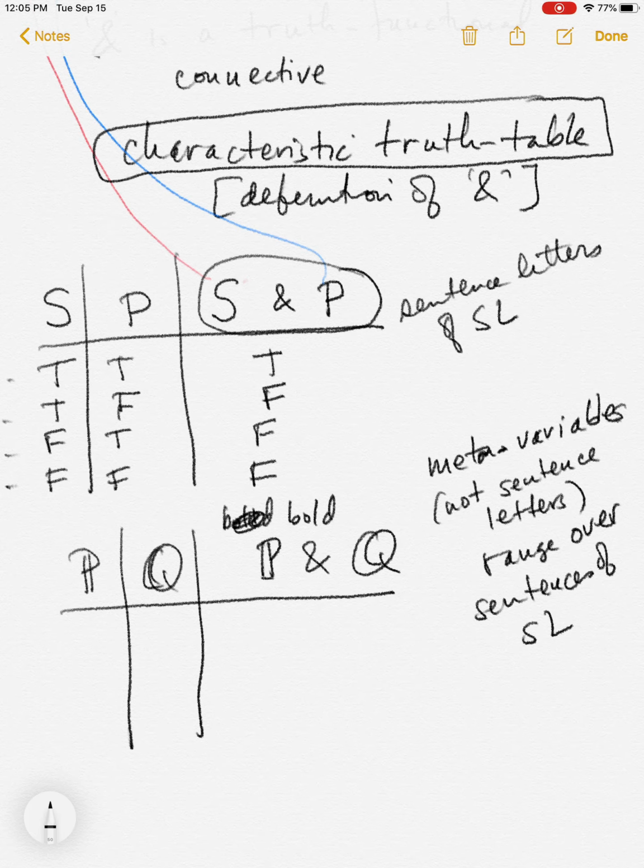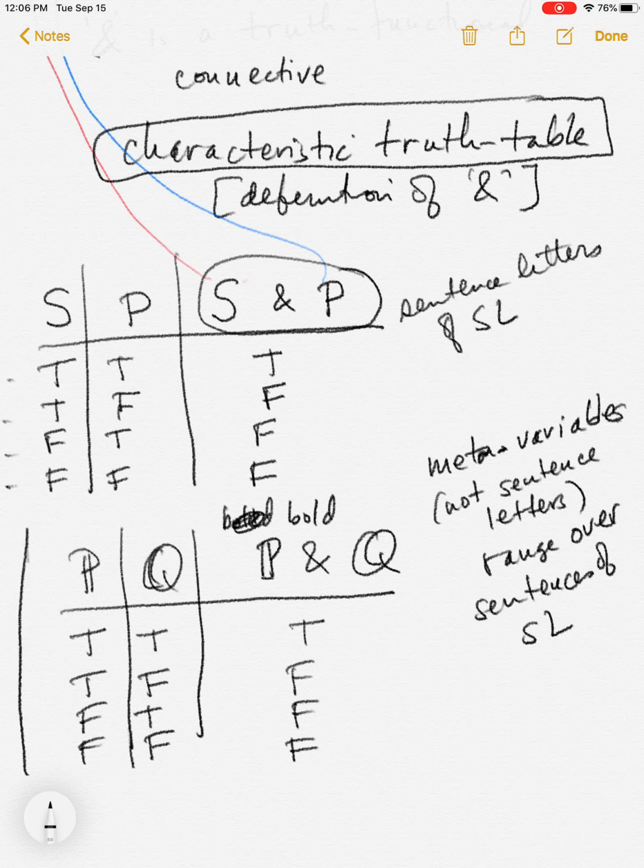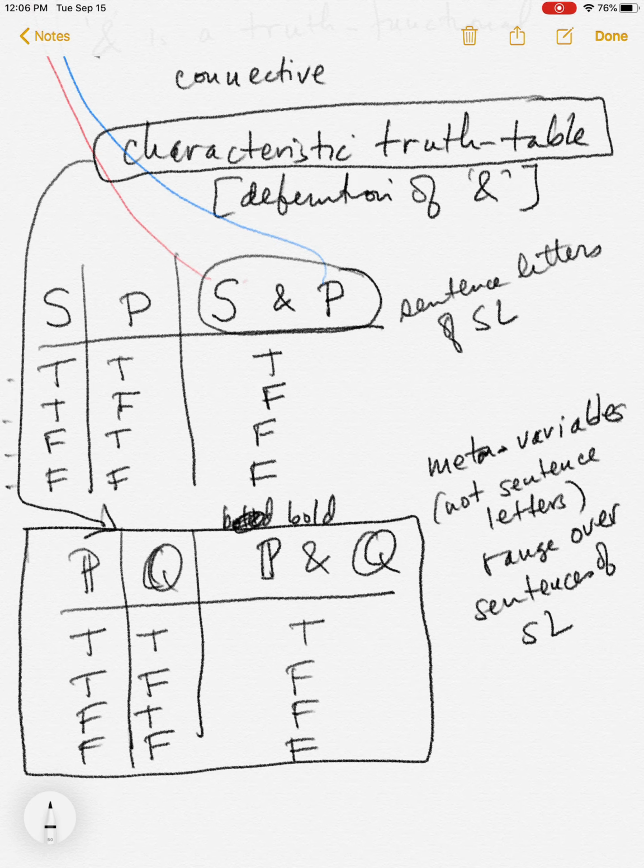So basically, and again, there are four possibilities, right? If P and Q are any old sentences at all of SL, maybe atomic, maybe molecular, maybe quite complex molecular sentences. If they're both true, the conjunction is true, and otherwise the conjunction is false. So this is the characteristic truth table for the ampersand.